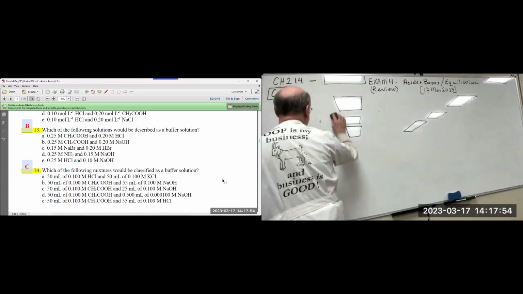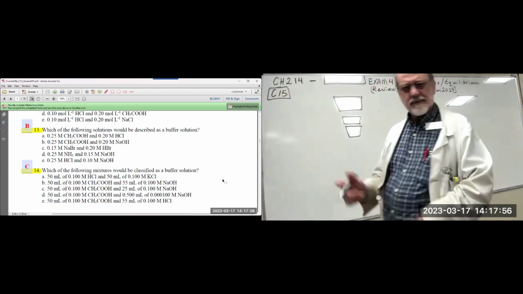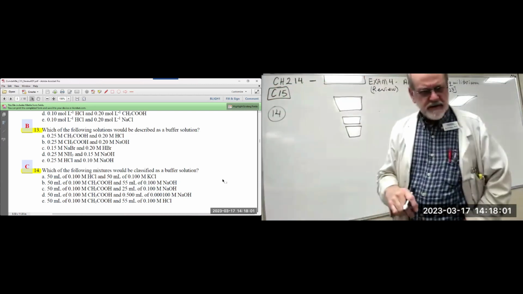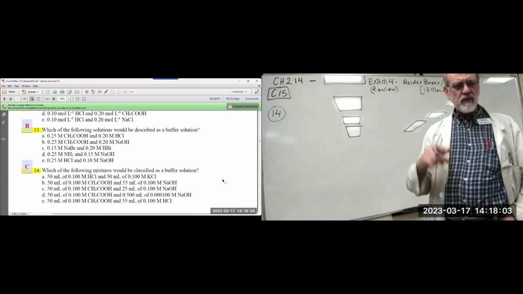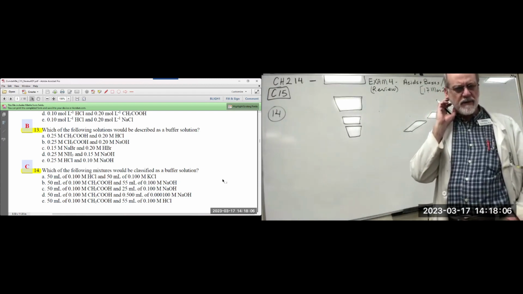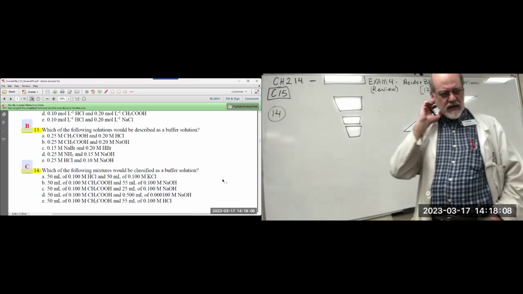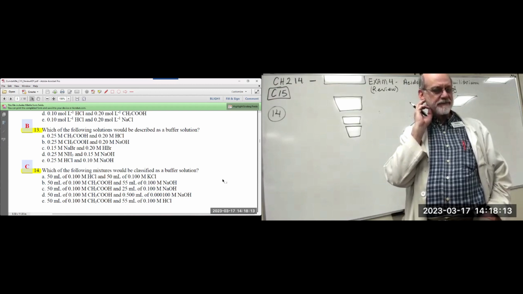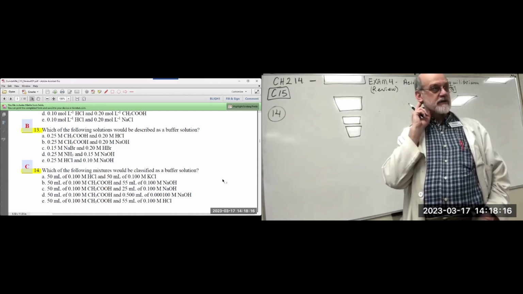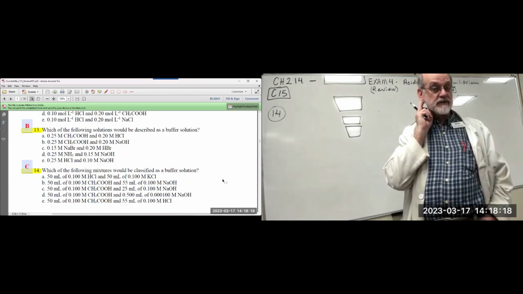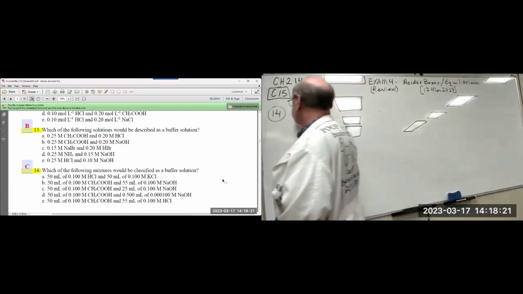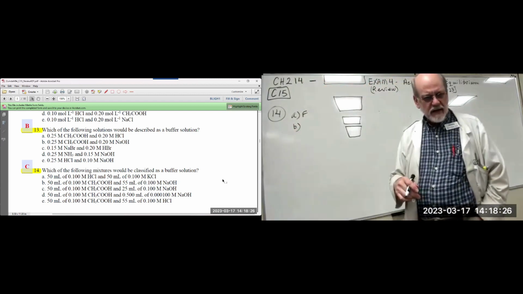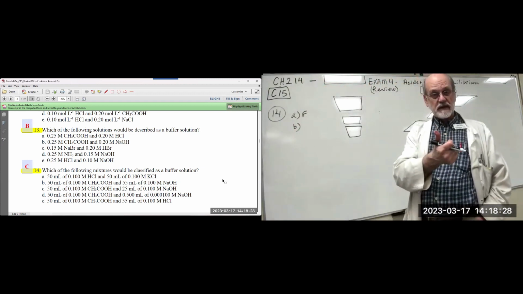That's 13. 14? Yep, 14. All right, it looks like we're in the same ballpark. Which of the following mixtures would be classified as a buffer solution? All right, so let's go down. A, hydrochloric acid and potassium chloride. Can't make a buffer out of a strong acid. That's just it. A's false. How about B? Okay, there's a weak acid, yep.